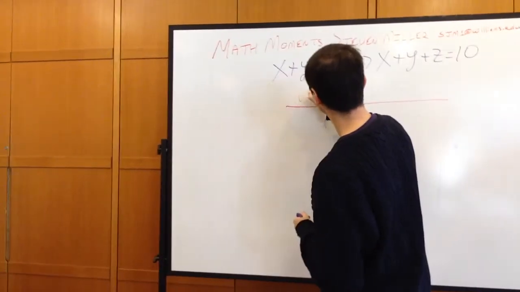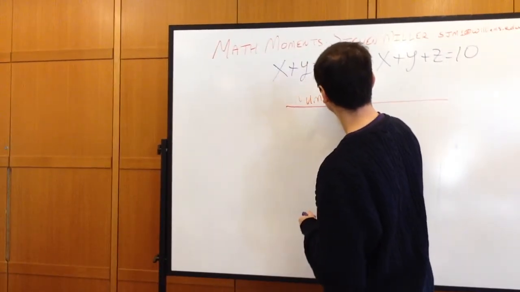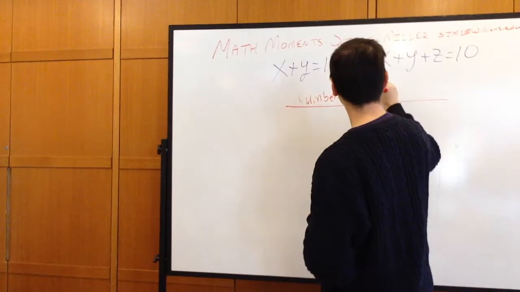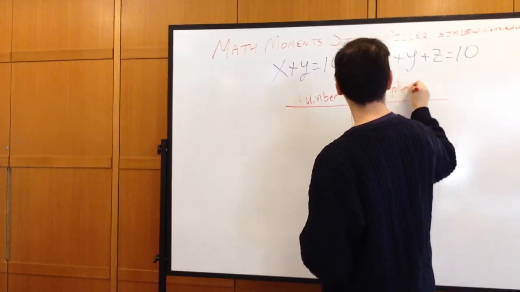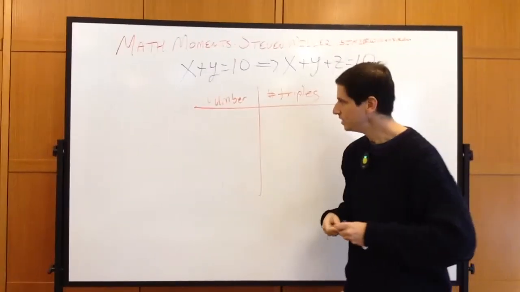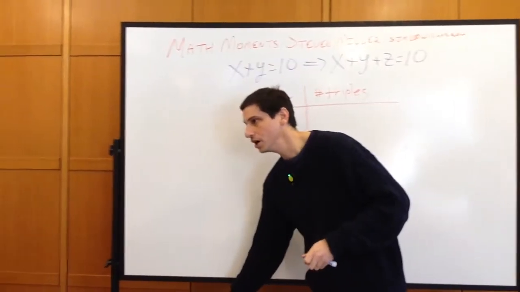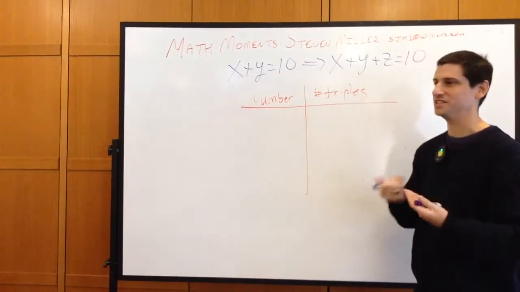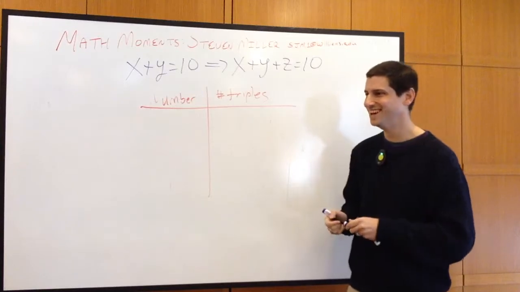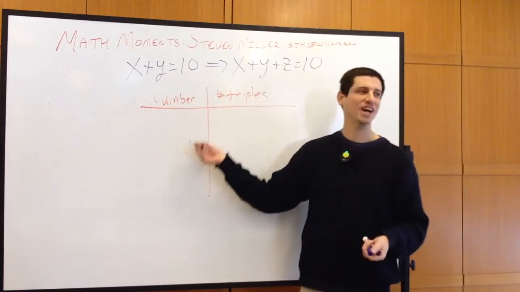So number, and then number of triples. All right. We would call this an organized list. An organized list. See, this is where if I had some formal training, it would be useful. So, okay, this is an organized list.